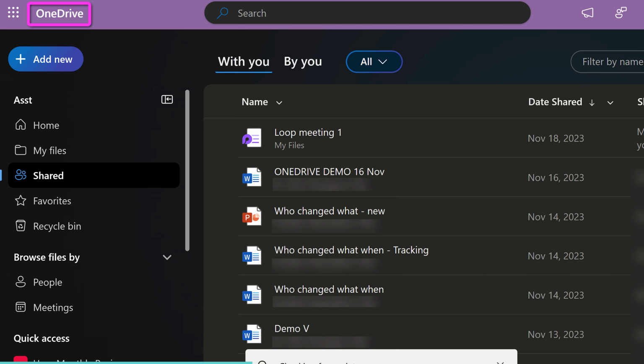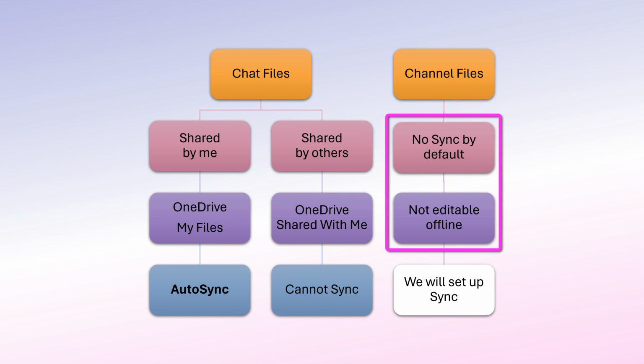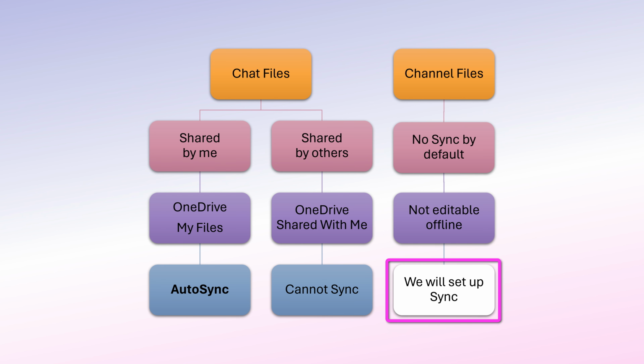Even if someone shared the file with you, you can still go to OneDrive, Shared with me, and you will be able to see the file. Files shared with you cannot be synchronized. But what about channel files? Teams channel files are on SharePoint, but they do not get synchronized with the desktop automatically. So let's see how to synchronize those files.